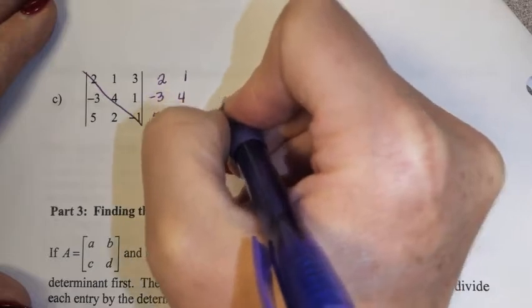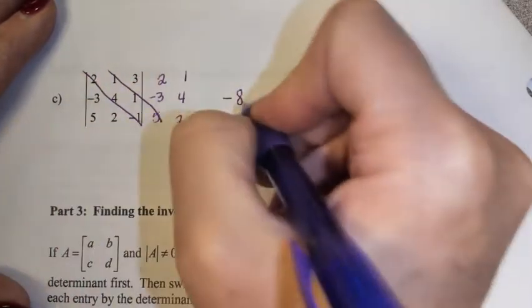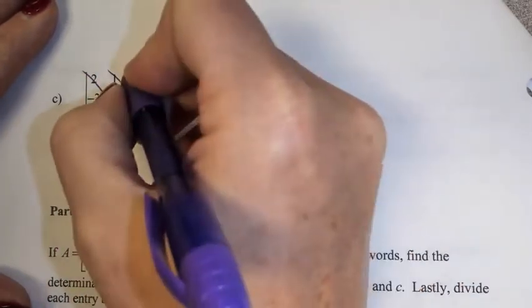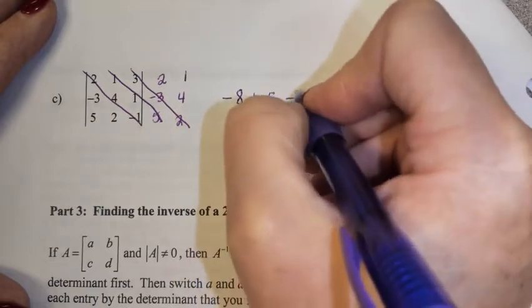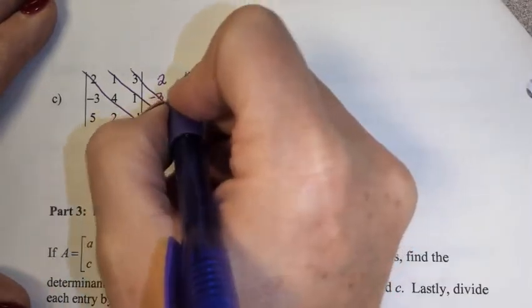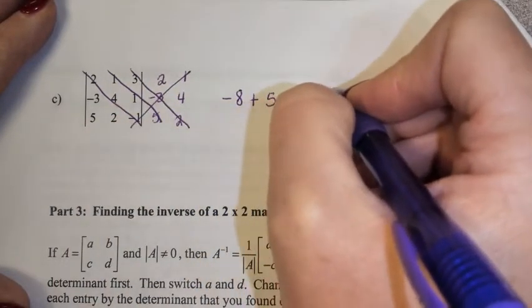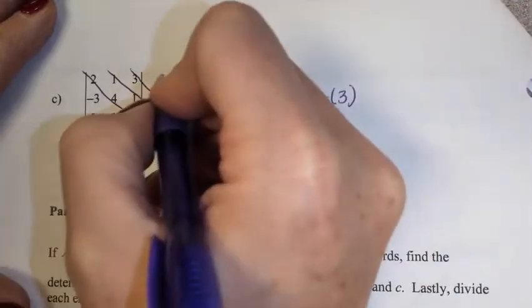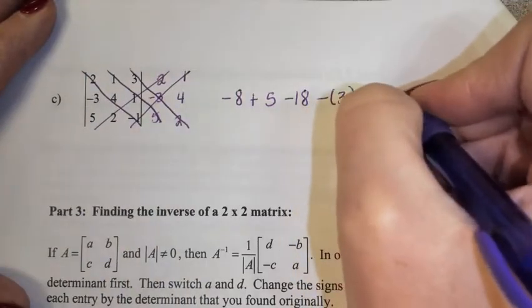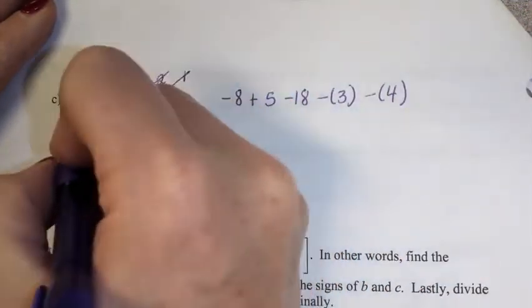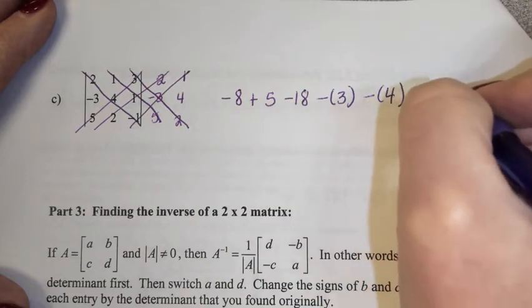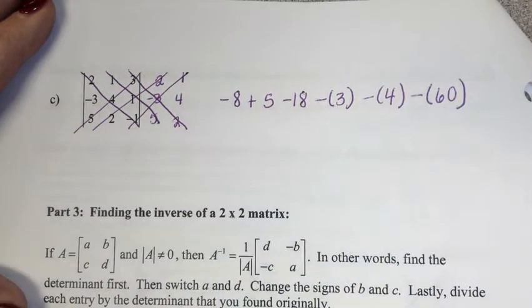And on the first one, we're going to get negative 8. Next one, we're going to get 5. And we're going to get minus 18. Now remember, when we go backwards here, we have to make sure that we subtract. So we're going to get minus 3, minus 4, and minus 60.